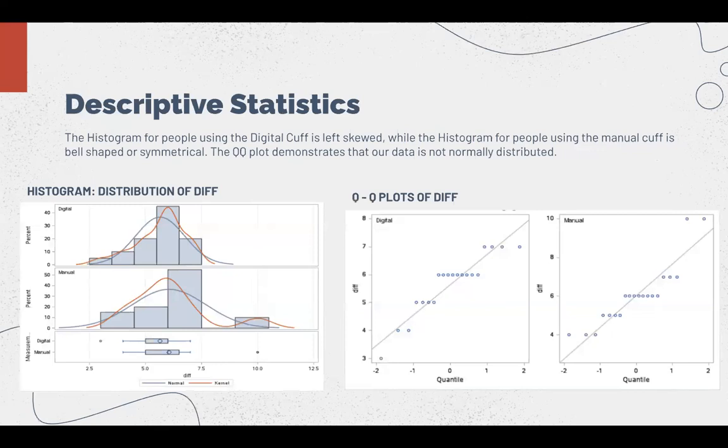Okay, so for the description of our graphs, the histogram for people using the digital cuff is left skewed, as the data is generally spread out more on the left side, with fewer extreme values on the right side. Further, the histogram for people using the manual cuff is bell-shaped or symmetrical with relatively even data. And our QQ plot demonstrates that our data is not normally distributed.